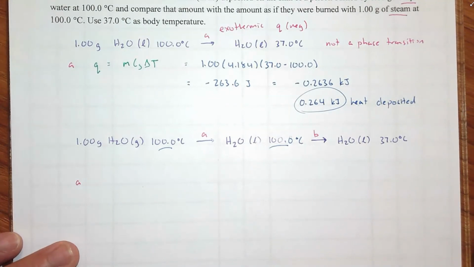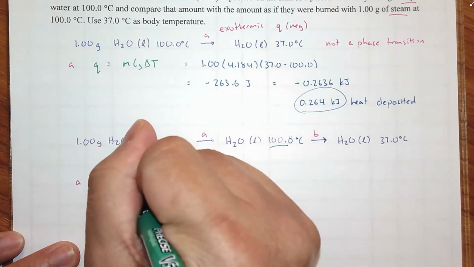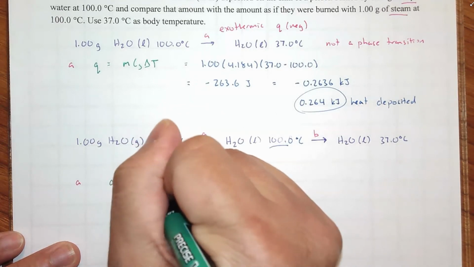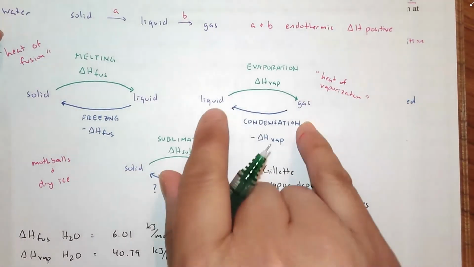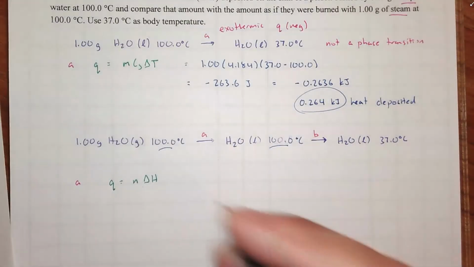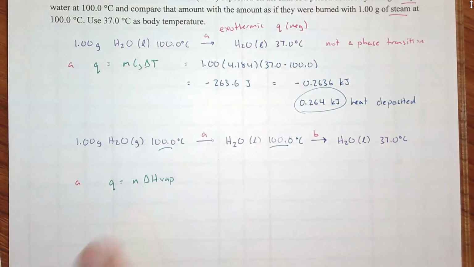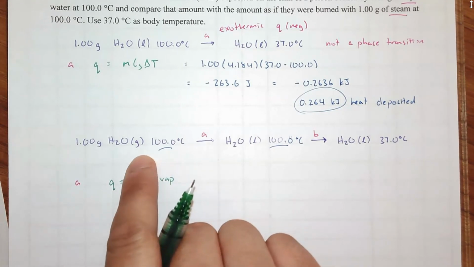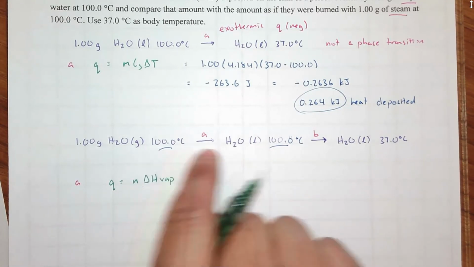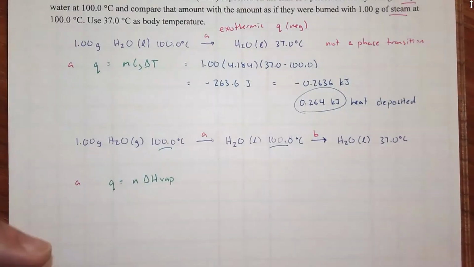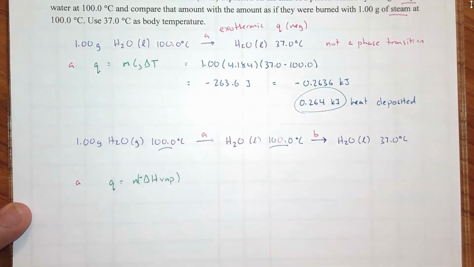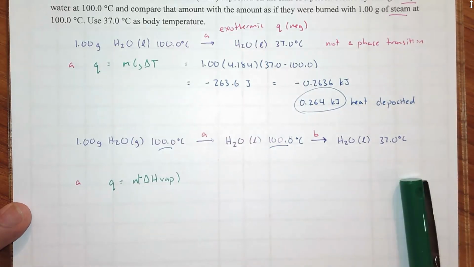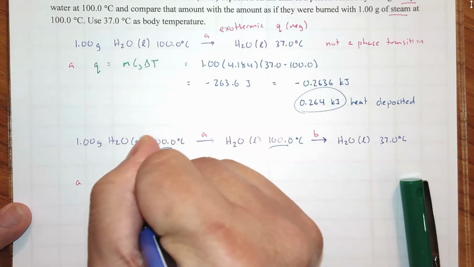But here, process A is what? Q equals n delta H. So gas and liquid, that has to deal with the delta H of vaporization. Let's just rationalize this. This is losing heat. It is exothermic. It's going from gas to liquid. We're actually using the negative of the delta H vap. So I'm going to put the negative sign, maybe put parentheses. That n is moles. I forgot about that. This is moles.